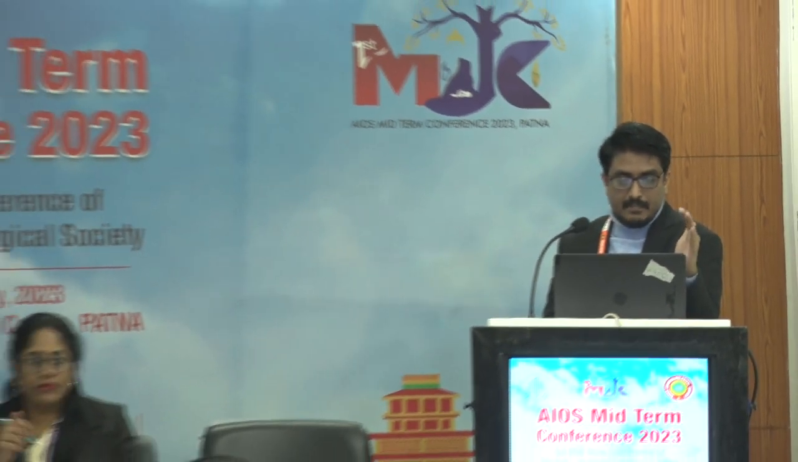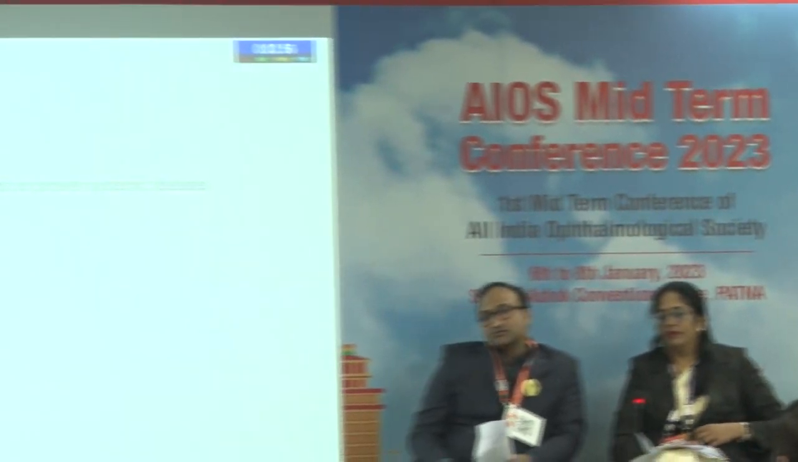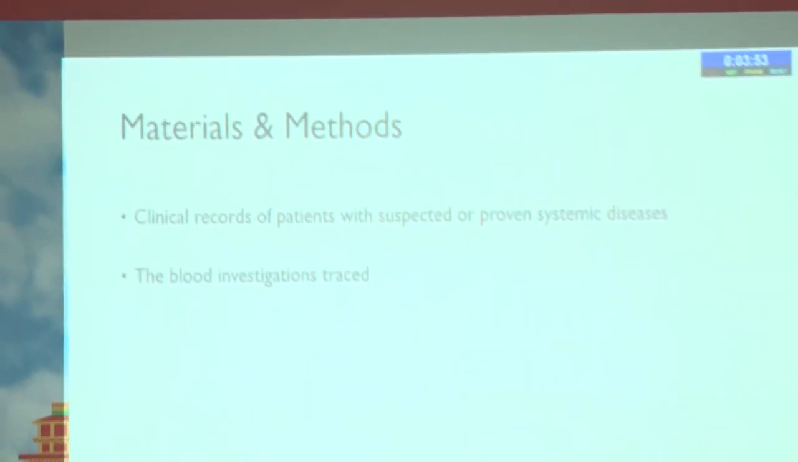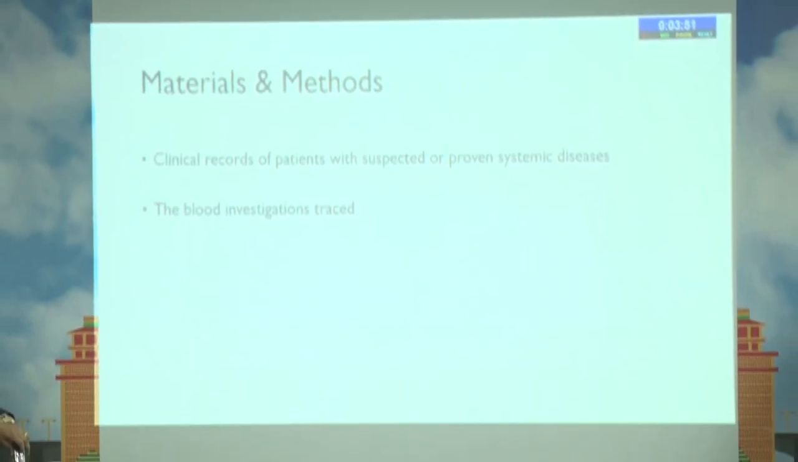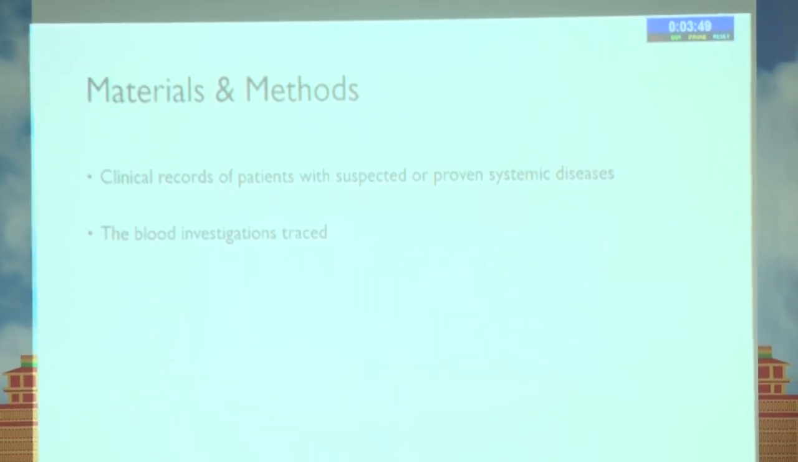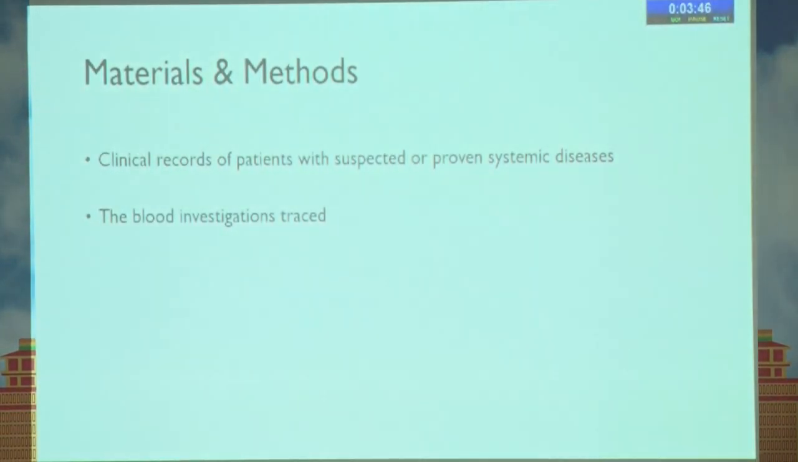This study was done with an objective to describe the spectrum of systemic disorder with corneal manifestations in patients presenting to the cornea clinic of a tertiary eye care facility in eastern India. It was a retrospective study. The data was collected from the cornea clinic, Department of Ophthalmology, AIIMS Patna, for the duration of 15 September 2020 to 14 September 2021. All the clinical records of patients with suspected or proven systemic diseases were collected, the blood investigations were traced, and patients who had positive blood investigations were included in the study.